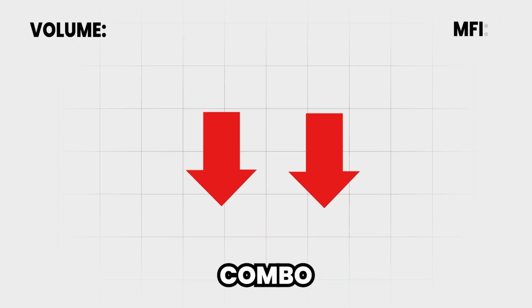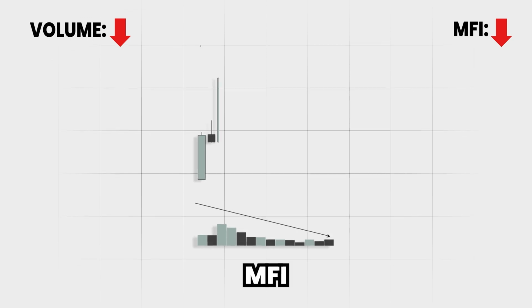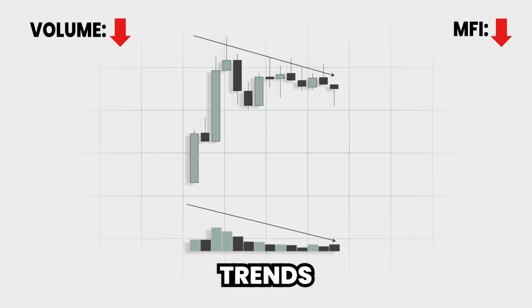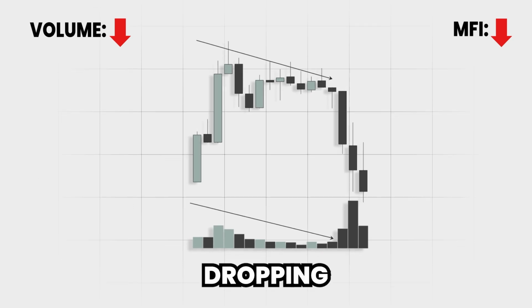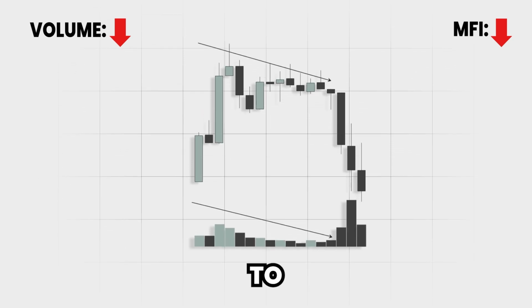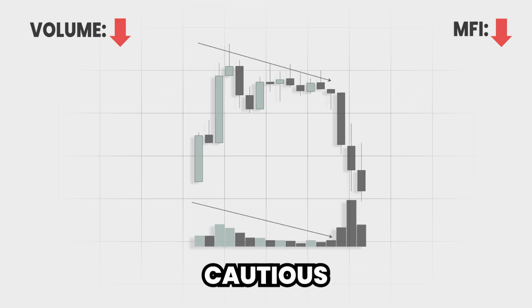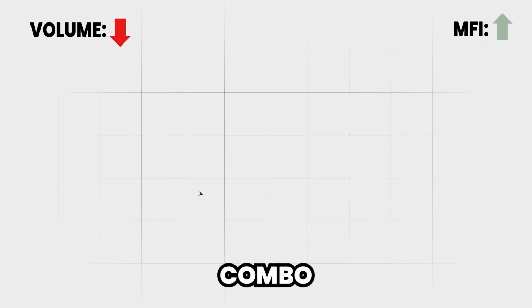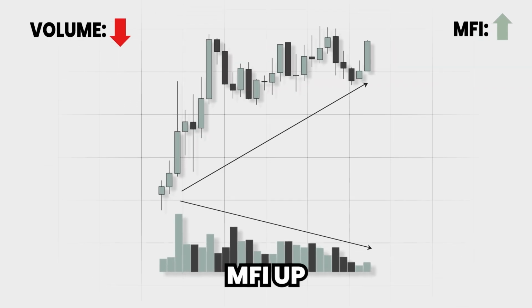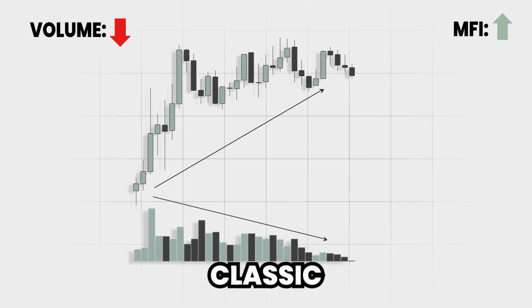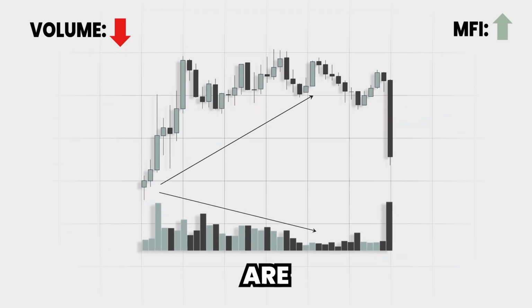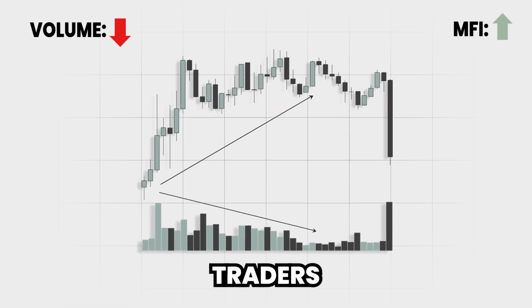Next, the fading combo, volume down, MFI down. The trend's losing steam, fewer traders are involved, and conviction is dropping. That's usually your cue to exit or stay cautious. Third, the false combo, volume down, MFI up. Price might look like it's breaking out, but there's no real force behind it. Classic trap. These are the fake-outs that wreck beginner traders.